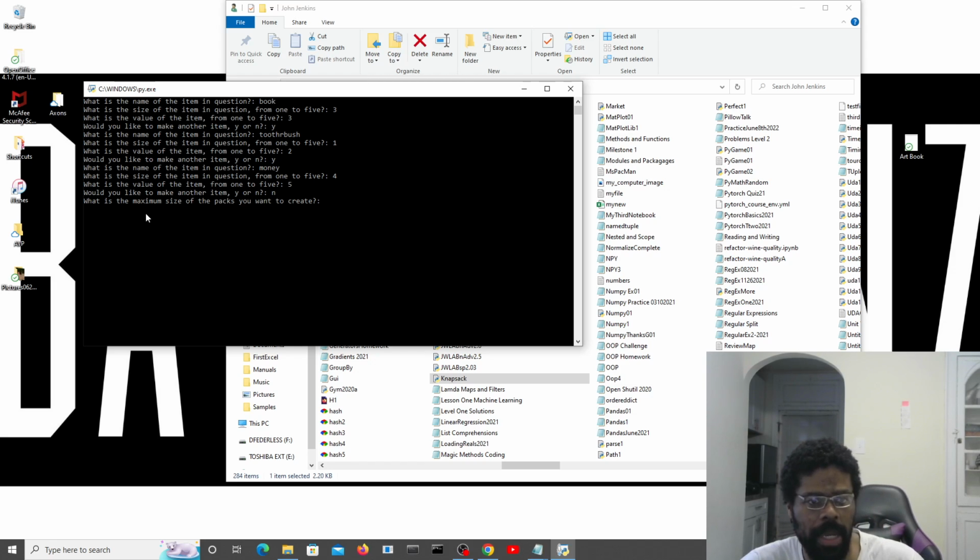Now it's going to ask me, what is the maximum size of the packs you want to create? So for each pack you have a certain number of items, and it adds up the size of each item, and you get a maximum size for the pack. All the items added together, the maximum size. So I'm going to put 16. That's a good number.